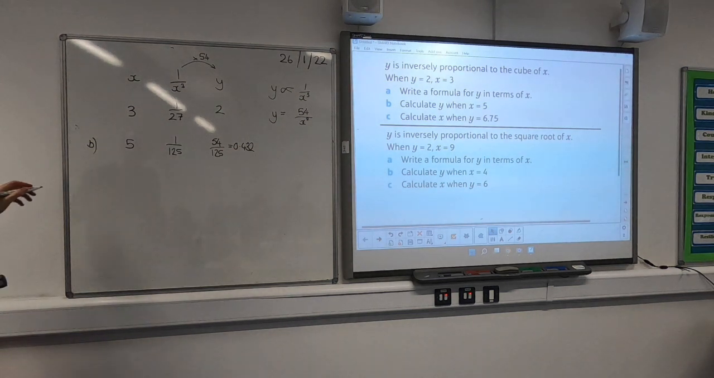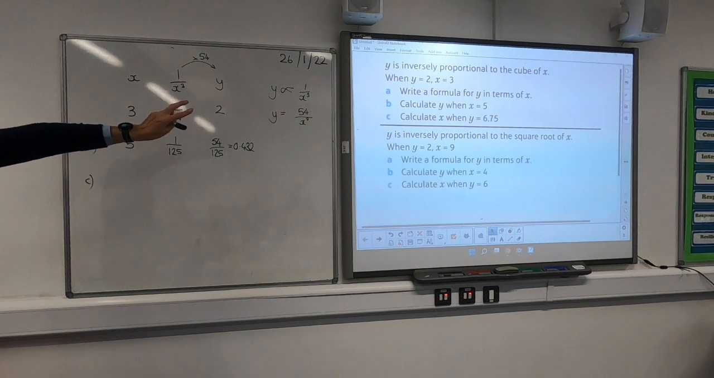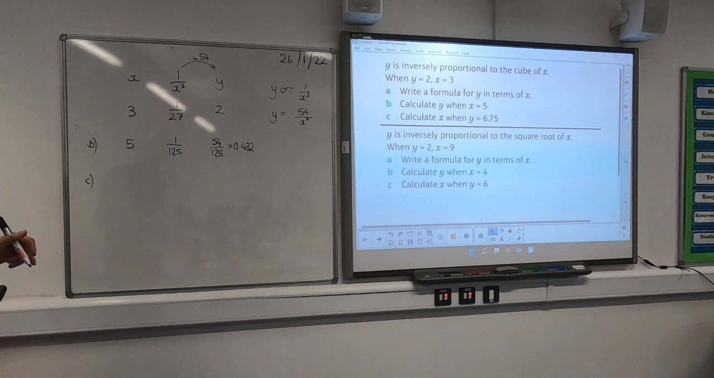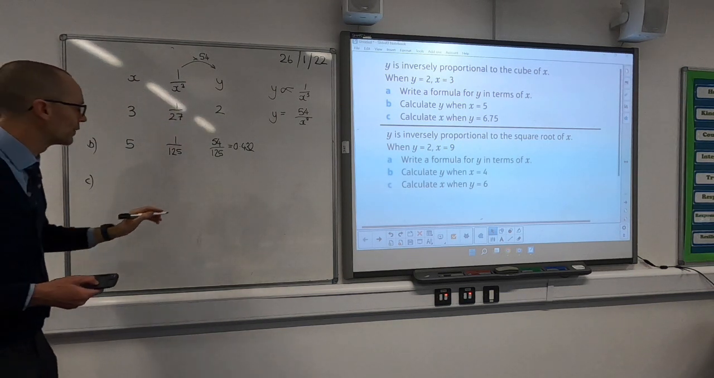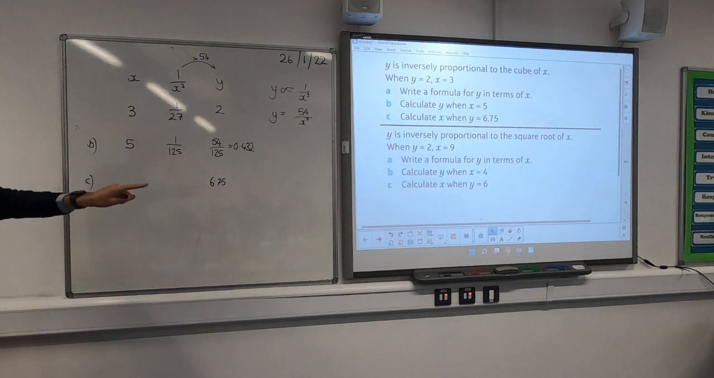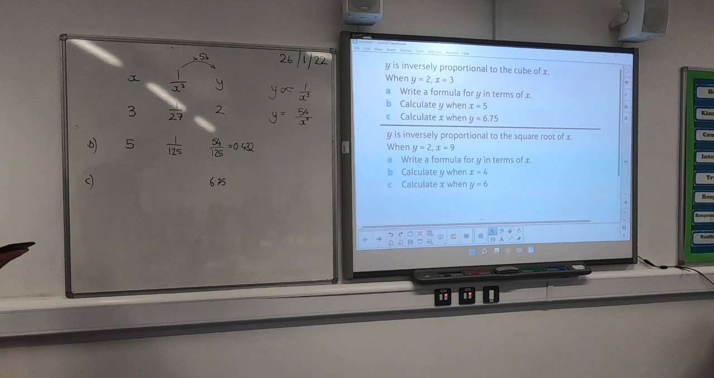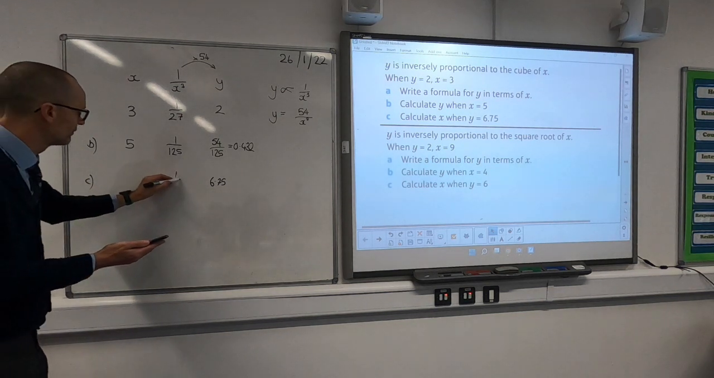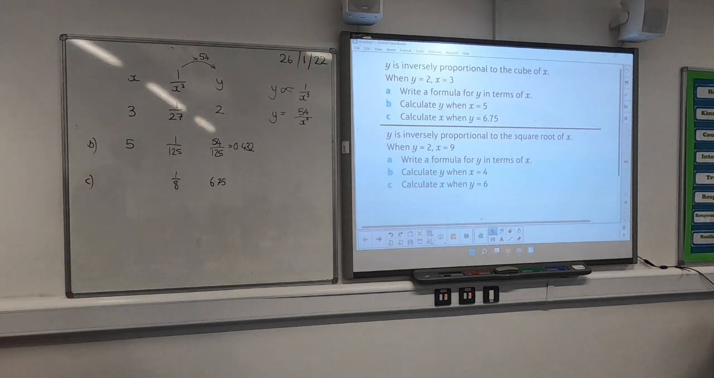For part C, again, you can rearrange the formula if you wish. It's the switcheroo, but I'm going to persevere with my method. So I've got 6.75. I'm going to divide that by 54. And that's really easy now, isn't it?